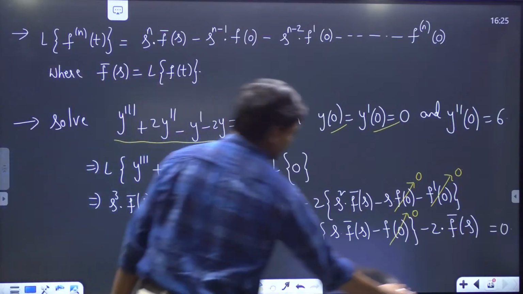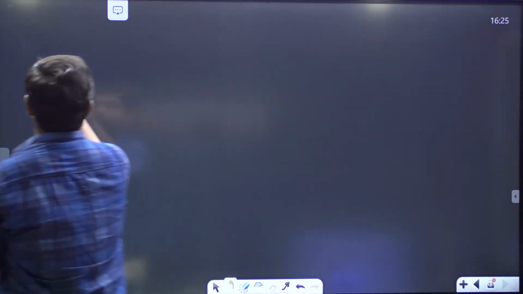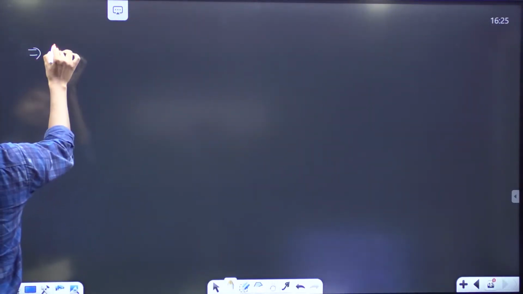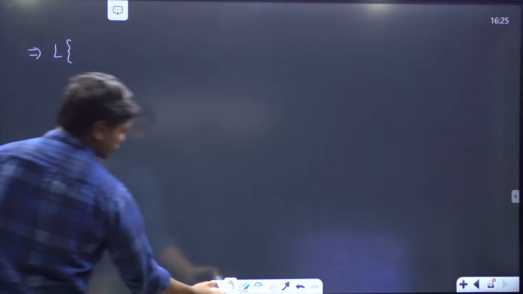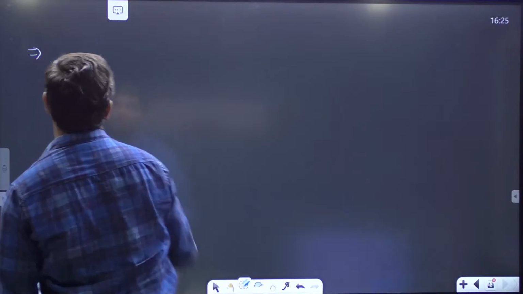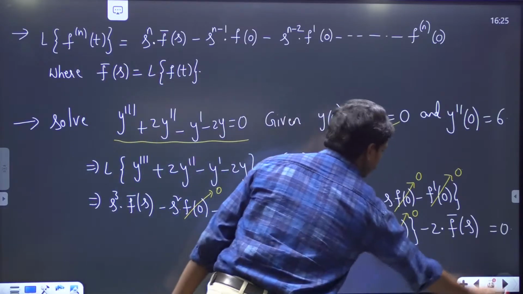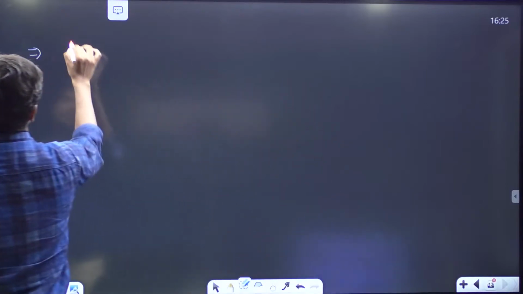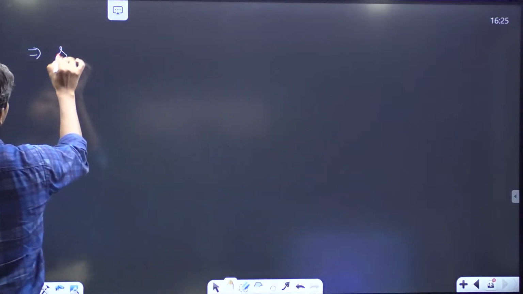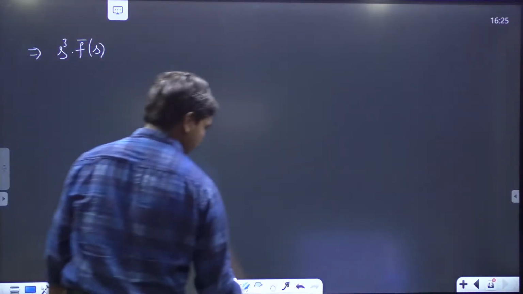So now this implies Laplace of, see carefully, this Laplace transform we have already utilized. So we have one expression. Let us see that. S cube into f bar of s. Next.